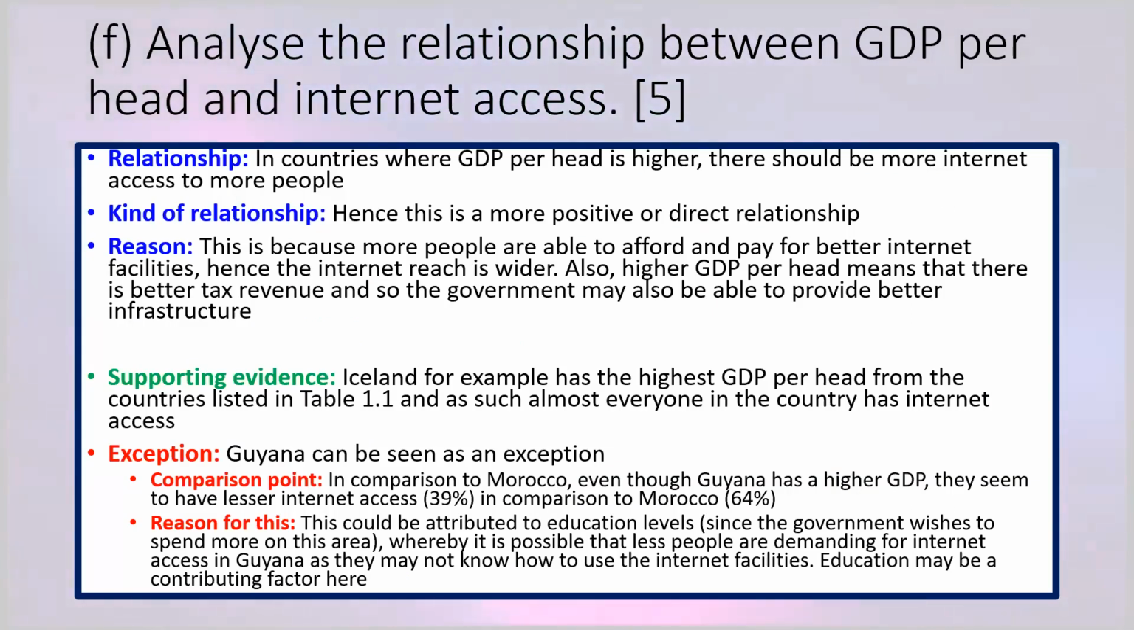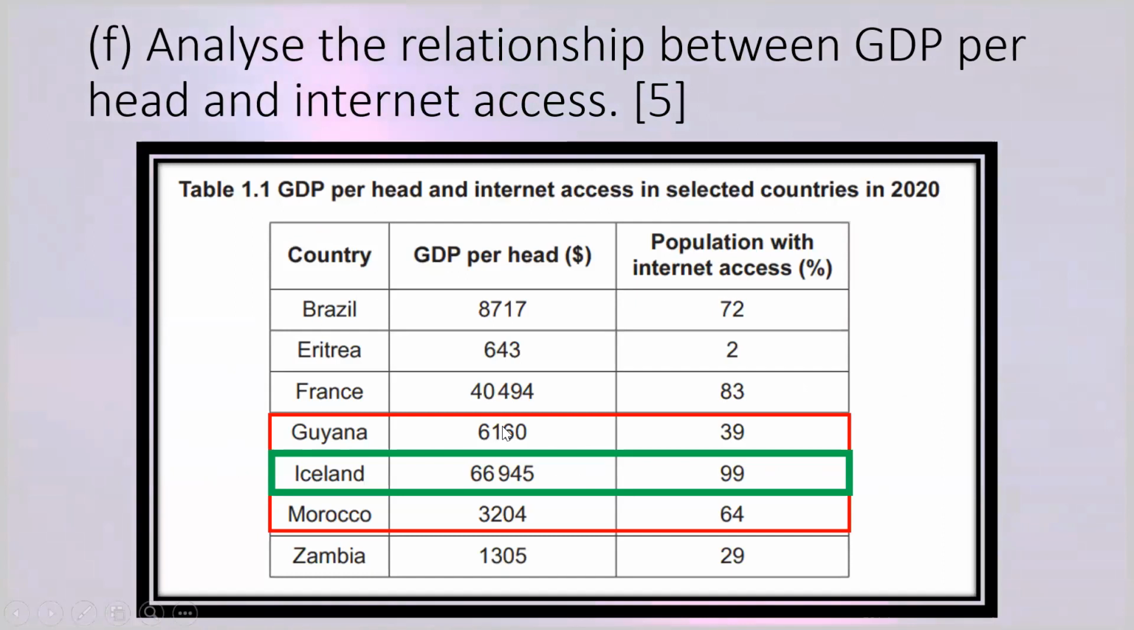Now, how do I say this? Basically, I'm trying to say how you know whether you should compare or not. How do you tell them that Guyana's GDP is 6,000 plus, and only 39% of people are accessing the internet? See, with Iceland I didn't compare, because I was outright telling the examiner to look at the entire table, where Iceland is the highest.